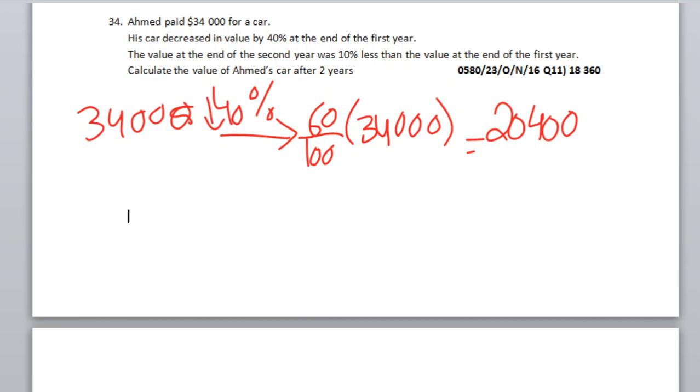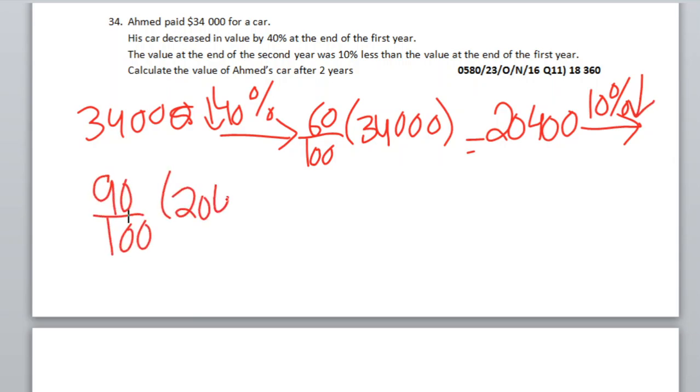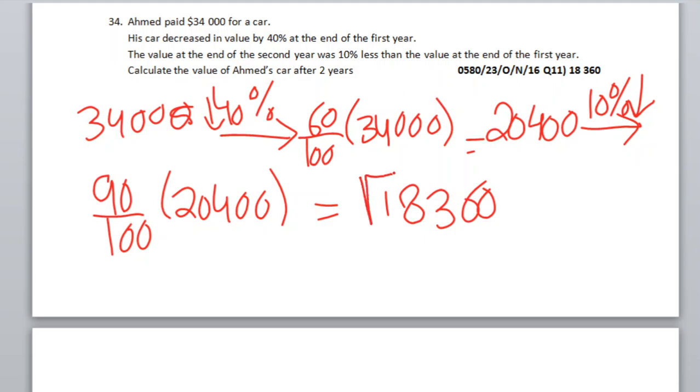Then the value at the end of the second year is 10% less than the value at the end of the first year. So now bring this down further by 10%. For that, we have to find 90% of this value. So 90% of the answer gives us $18,360.